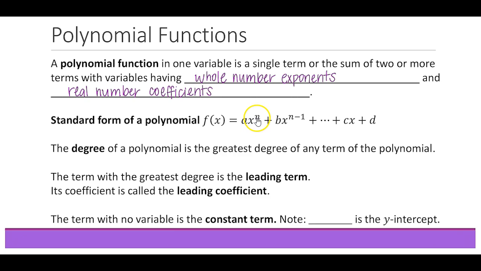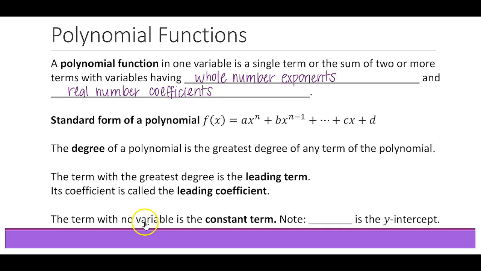and the exponents, this n, n minus 1, have to be whole numbers, so 0, 1, 2, 3, 4. Standard form means that the highest power or exponent has to be first, and then we have descending exponent order as we move through each term. The degree of a polynomial is the greatest degree of any term in the polynomial. The term with the greatest degree is the leading term, and its coefficient is called the leading coefficient.